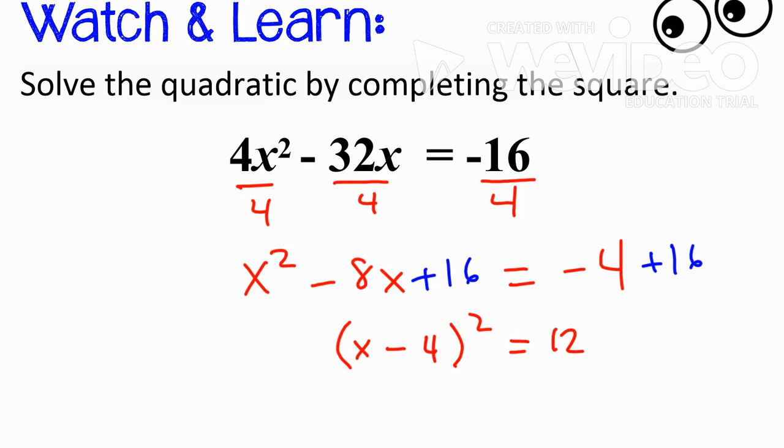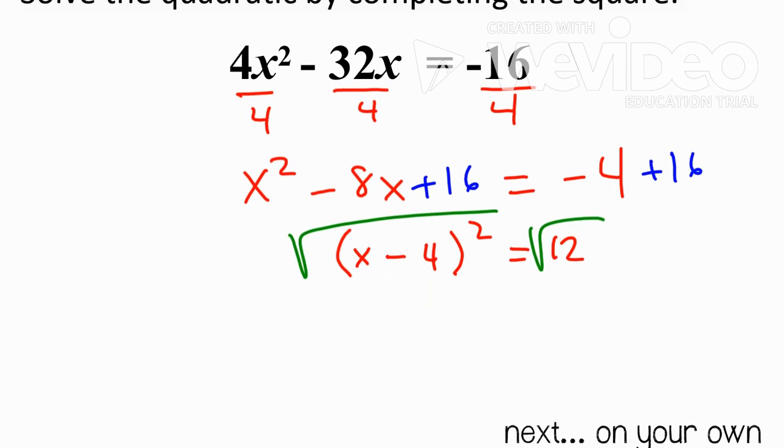Alright, I see something going on here, which I didn't anticipate when I made this example. However, that's okay. I'm going to square root the left-hand side, but I'm actually not going to square root the right-hand side, and that's because the square root of 12 is not perfect. It is an irrational number, which means it's a decimal that goes on forever and ever and ever, never repeats, right?